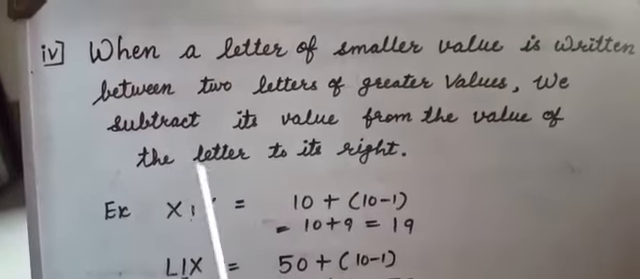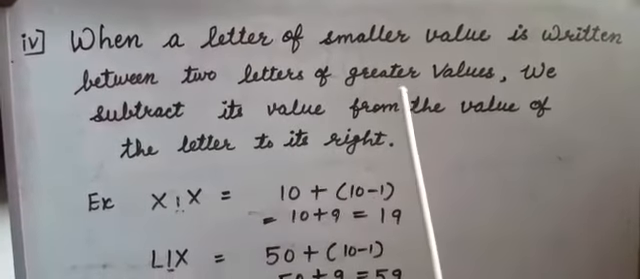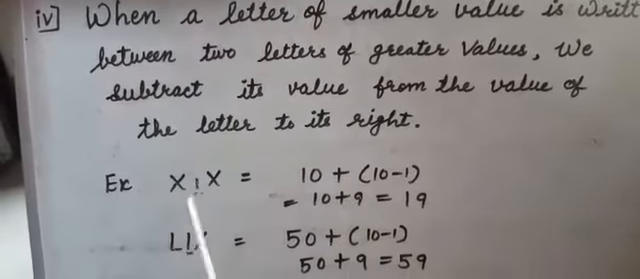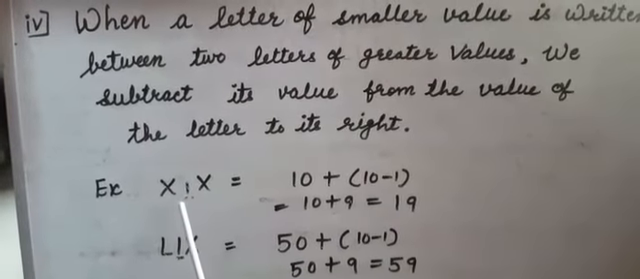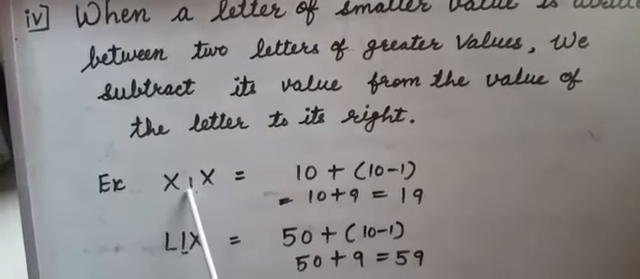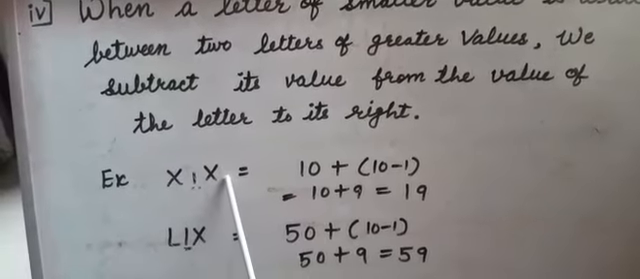So this rule is clear. When a letter of smaller value is written between the letters of two greater values, we subtract its value from the value of the letter to its right.